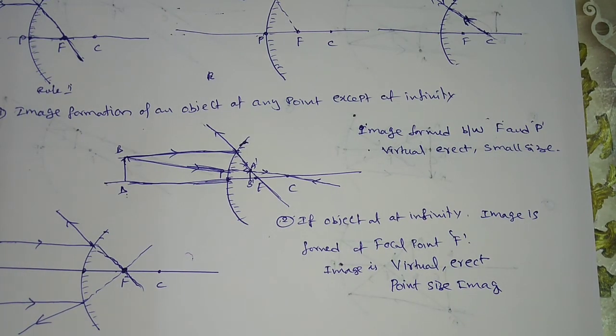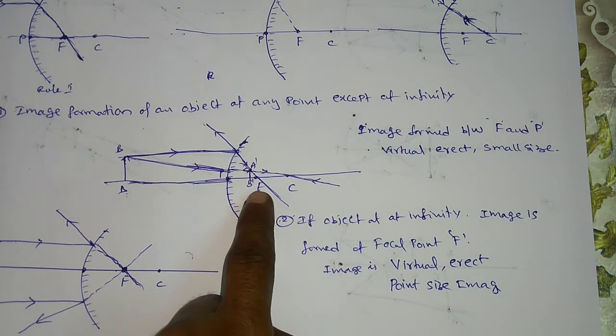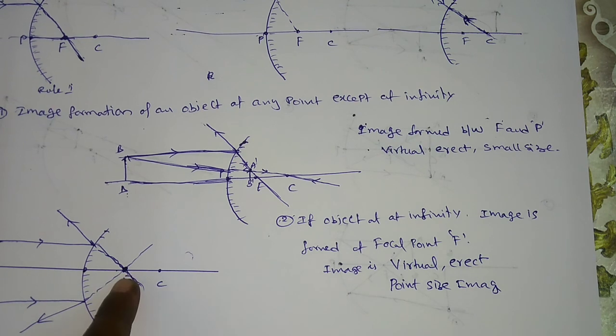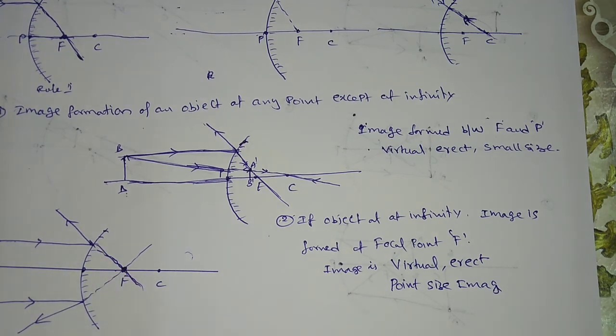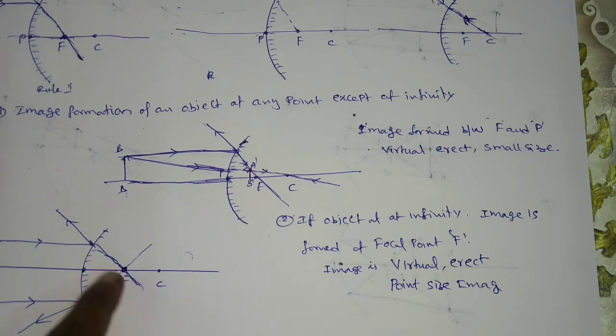In this way, we can say the formation of images due to the concave mirror and also the convex mirror. In the convex mirror, you can observe only two cases. One case is if the object is at any point except at infinity. In this case, the image is formed in between F and P, which is virtual, erect and small size. In the second case, if the object is at infinity, then the image is formed at the focus point F, which is virtual. That means the rays do not really meet. If you extend these diverging rays, they will meet at the focus point F. That's why we can say this is virtual and also erect, and the image is a point size image.